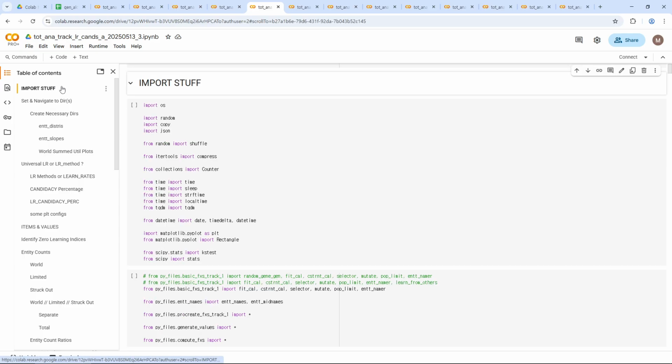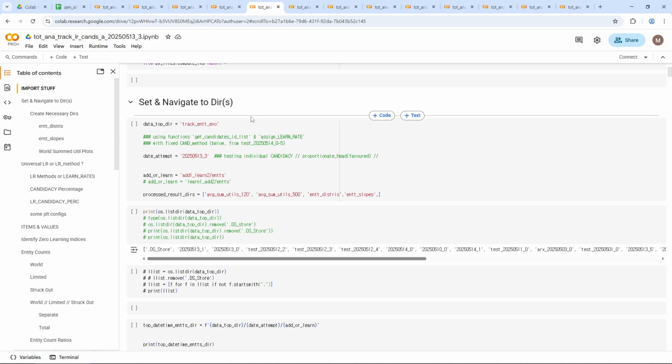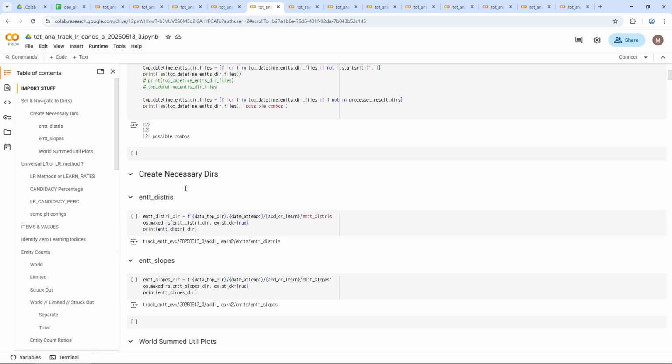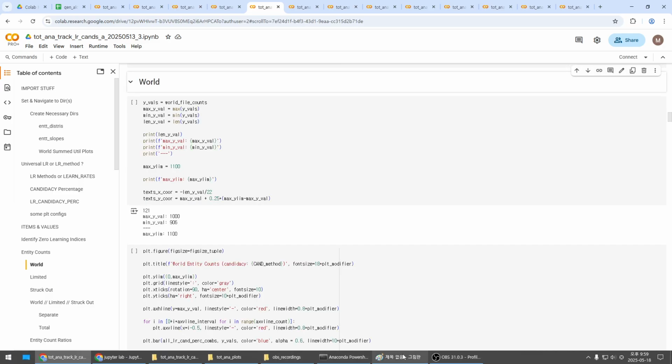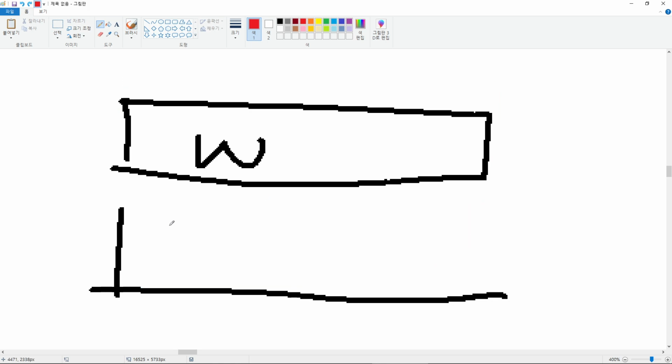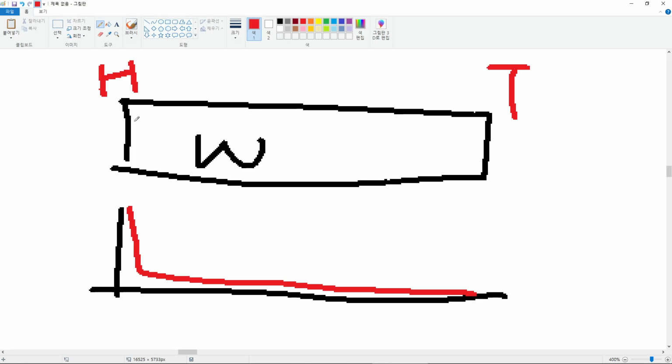2025-05-13_3 is where the candidate method is exponential head. So the candidates are chosen while following a distribution like this. So the head entity is far more likely to be chosen than the tail entity.